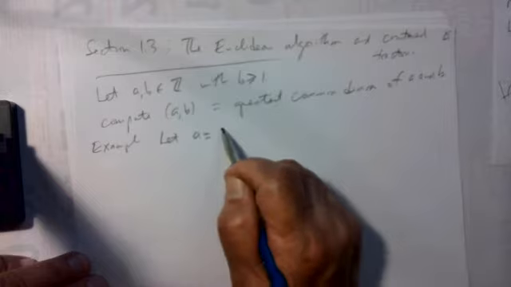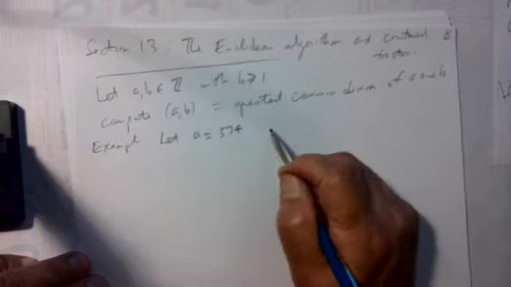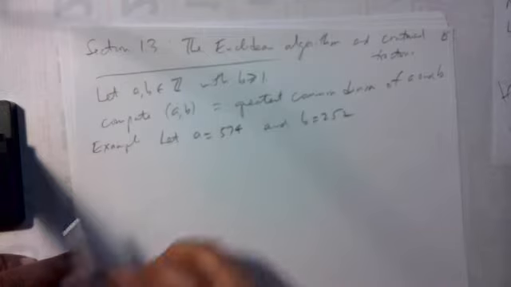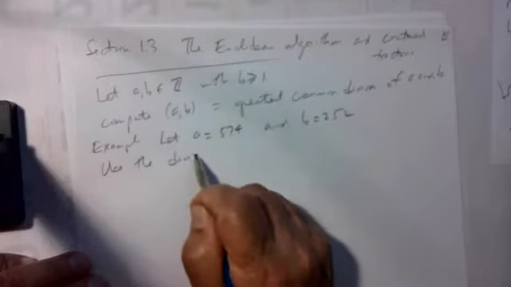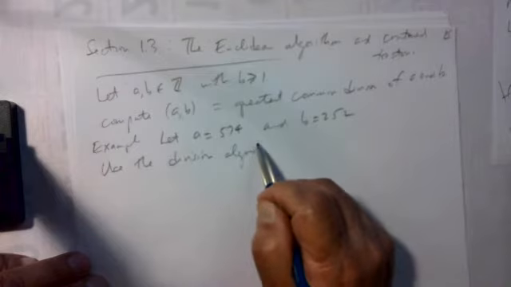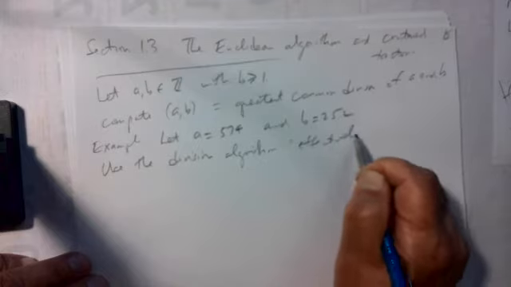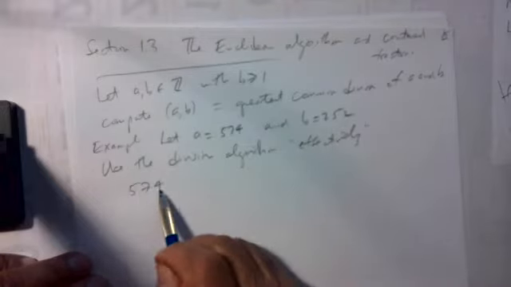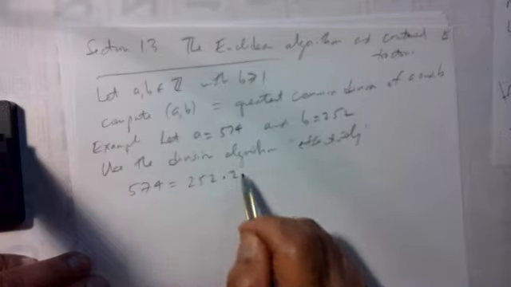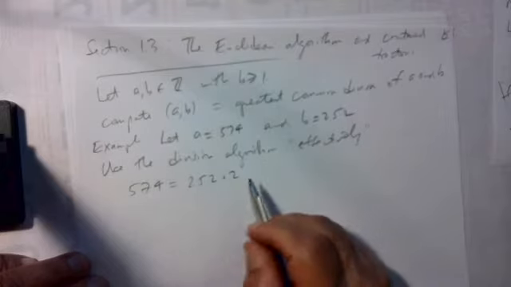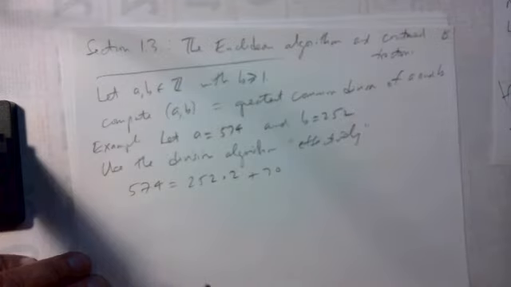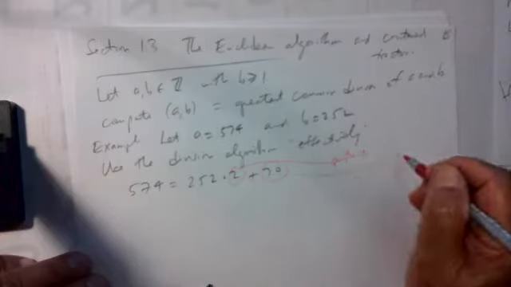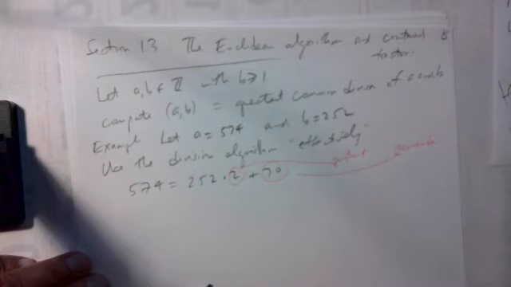Suppose we let A equal 574 and B equal 252. So the algorithm consists in using the division algorithm, I might say, effectively in an intelligent way. So suppose you take 574 and divide by 252. So 574 is 252 times 2, and this is 504. So this leaves a remainder of 70. This 2, when you divide, is the quotient. The 70, when you divide, is the remainder.